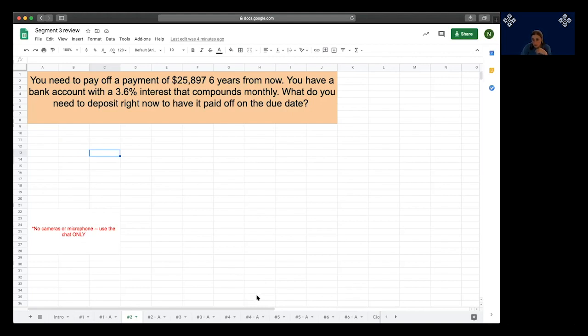So I'm seeing a few answers in the chat, and I just want to give you guys a hint before we go over it. So you're actually not solving for payment. You want to know, what do you need to deposit right now, today, at this moment, to have it paid off on the due date? So that's going to end up being your present value. You want to know what to pay right now. So try resolving it, and we'll go over it in like a minute.